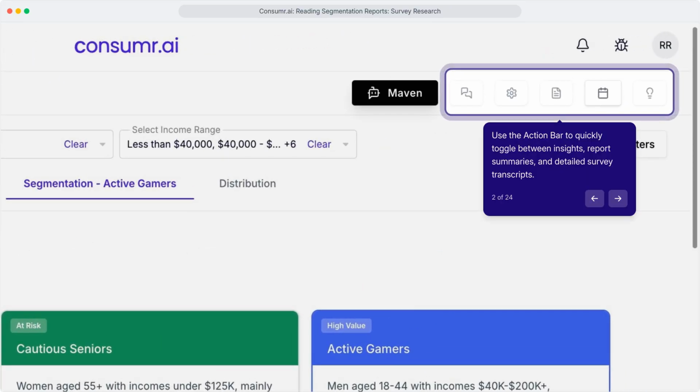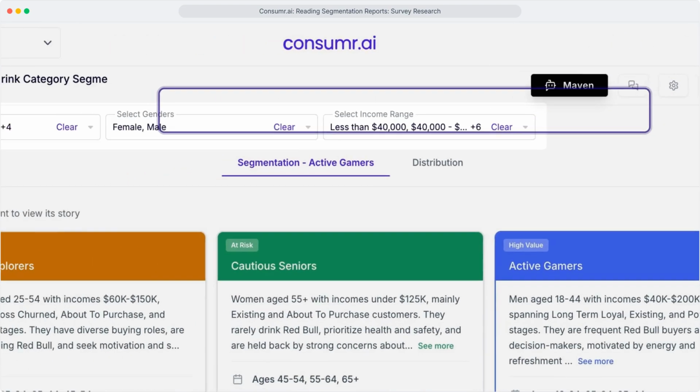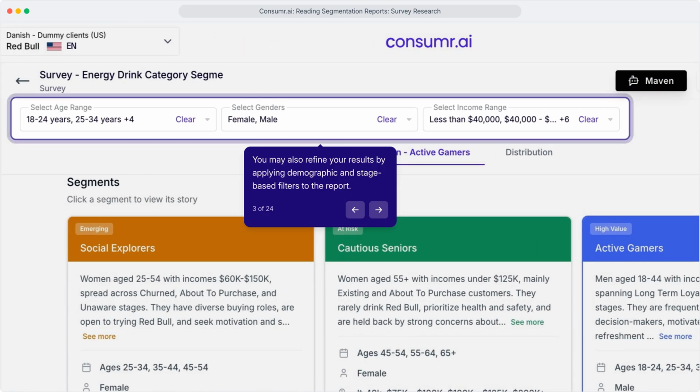Use the action bar to toggle between views, insights, summaries, and detailed transcripts, moving fluidly between high-level findings and granular respondent feedback. Apply demographic and stage-based filters to the data, analyzing how creative performance varies across age, gender, income, and consumer stage, revealing which audiences respond strongest.